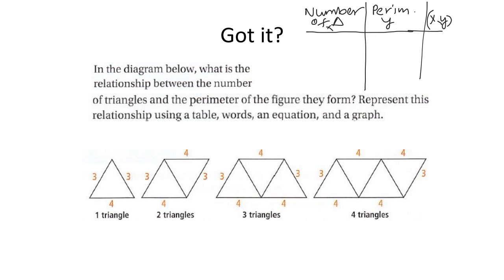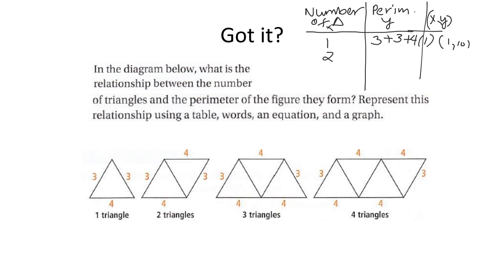So in the first one, we have one triangle. And then the perimeter is when we add up all the sides. So it would be 3 plus 3 plus 4. And there's one triangle. And that's going to wind up giving us the ordered pair 1 comma, and then 3 plus 3 is 6. 6 plus 4 is 10.